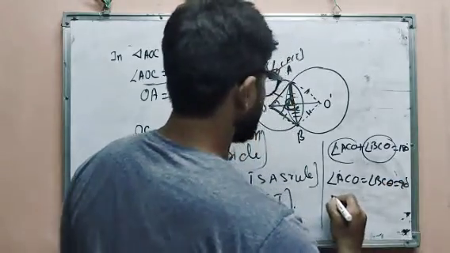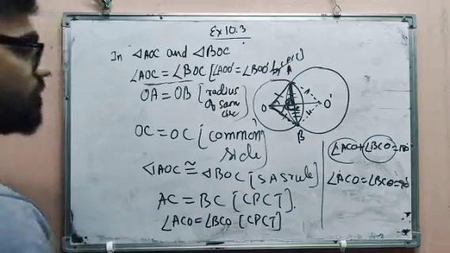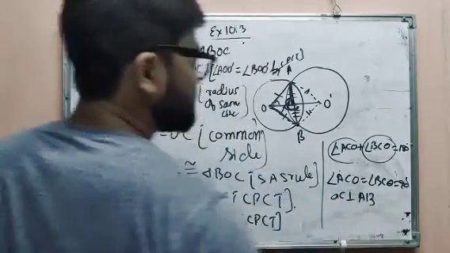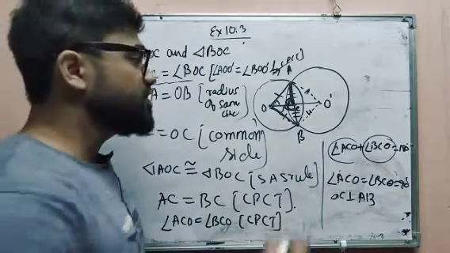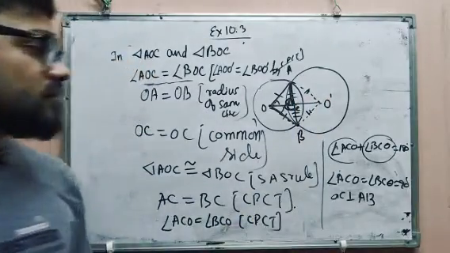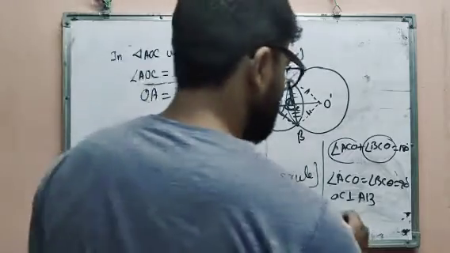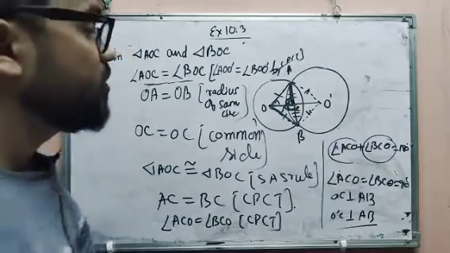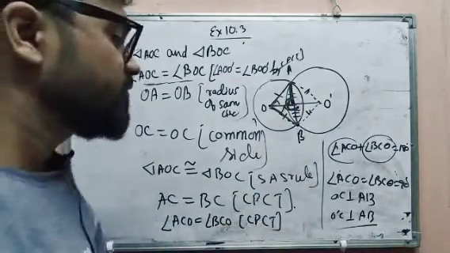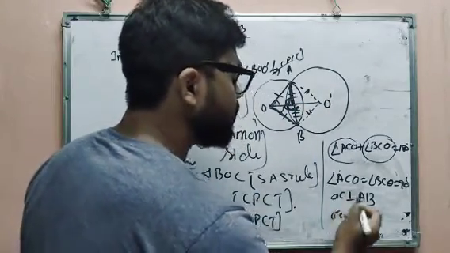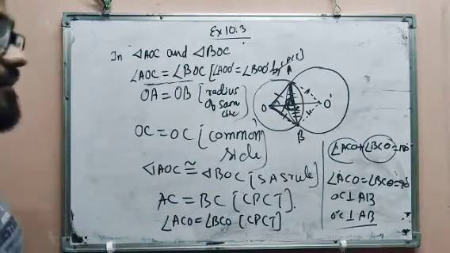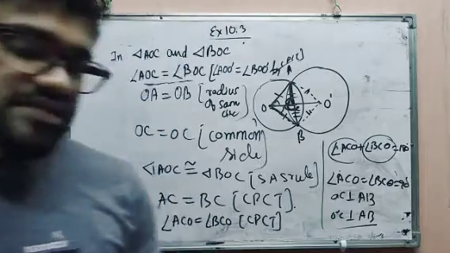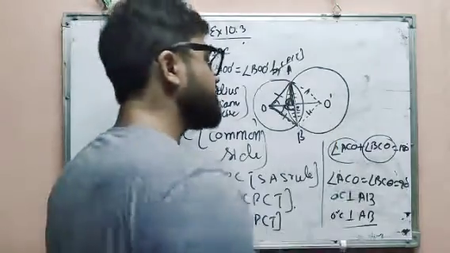Or you can say that OC is perpendicular to AB. Same way, similarly, you can prove that O dash C is also perpendicular to AB. From that, you can say that O dash is lying on the perpendicular bisector of the given chord AB.